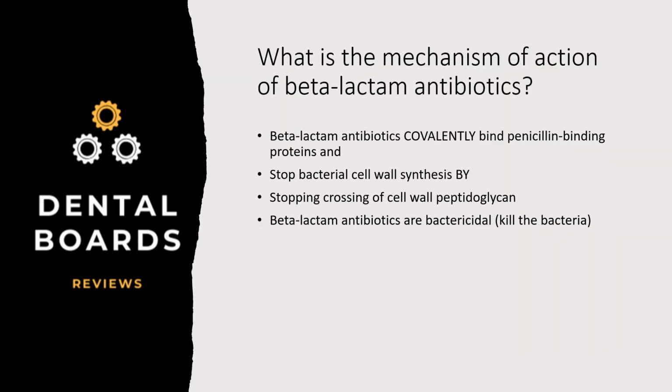Now, what is the mechanism of action for beta-lactam antibiotics? The way they work is that they covalently, remember the key word, covalently, not ionically, bind the penicillin binding proteins. The penicillin binding proteins are enzymes which are necessary for cross-linking of the peptidoglycan of the bacterial cell wall.